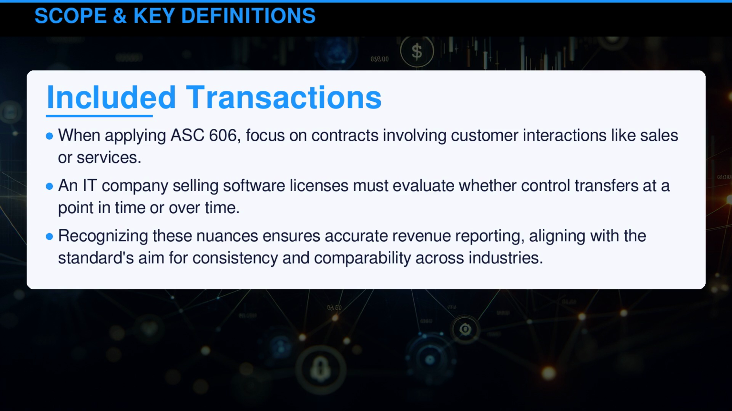When applying ASC 606, focus on contracts involving customer interactions like sales or services. An IT company selling software licenses must evaluate whether control transfers at a point in time or over time. Recognizing these nuances ensures accurate revenue reporting, aligning with the standard's aim for consistency and comparability across industries.